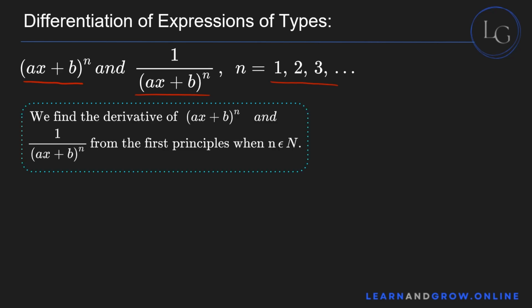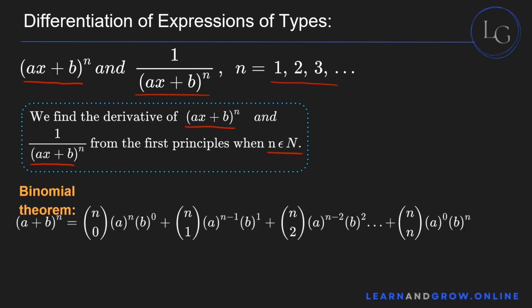So we find the derivative of (ax + b)^n and 1 over (ax + b)^n from the first principles when n is any natural number. So n belongs to the natural numbers set. So we'll apply the binomial theorem. And basically the binomial theorem is very crucial to any derivative by using the first principle, or by definition. So (ax + b)^n can be found by this particular binomial expansion.